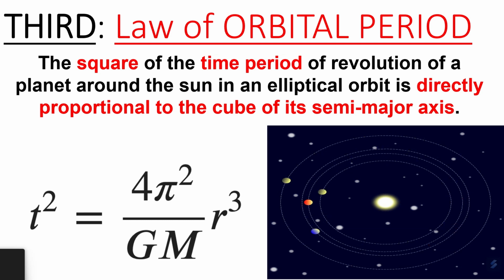Thus we find that Mercury, the innermost planet, takes only 88 days to orbit the Sun. The Earth takes 365 days, while Saturn requires 10,759 days to do the same.